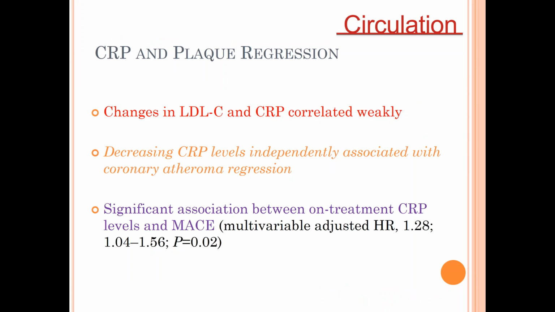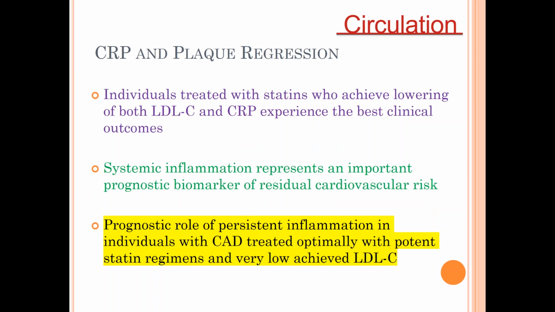So they concluded that changes in LDL and CRP correlated weakly, and that a decrease in CRP was independently associated with plaque regression. There was also a statistical significance in terms of CRP levels and major adverse cardiovascular events. Individuals treated with statin who achieved both low CRP levels and low LDL cholesterol levels had better outcomes, and systemic inflammation probably plays a more important role in plaque progression as opposed to LDL levels, based on the study.